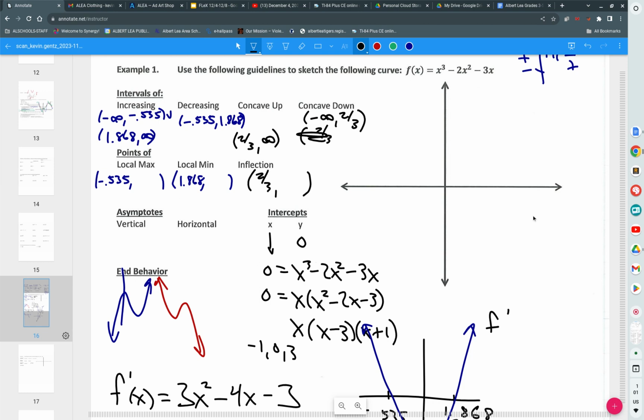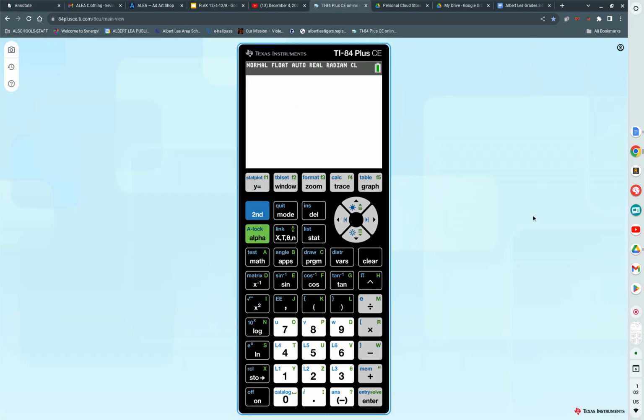What I would encourage you to do at this point is, you've got your intervals figured out, so go to your calculator to produce the rest of the values. When I say go to your calculator, what I'm referring to is take this and plug it into your y equals: x cubed minus 2x squared minus 3x. Y equals, clear, x to the third minus 2x squared minus 3x.